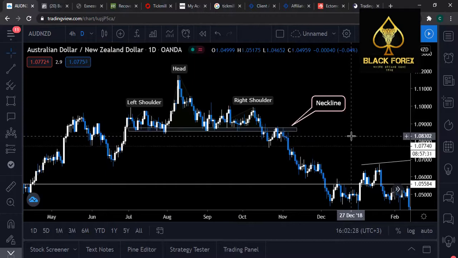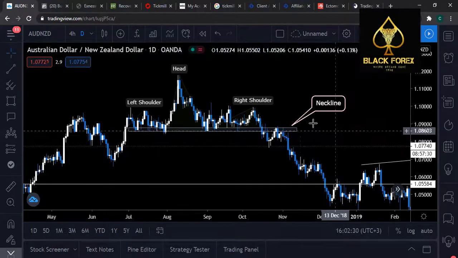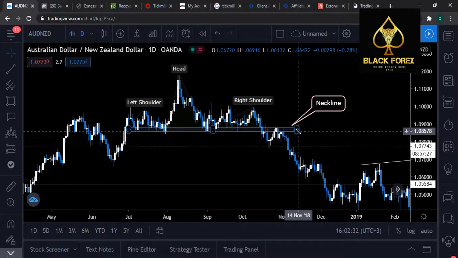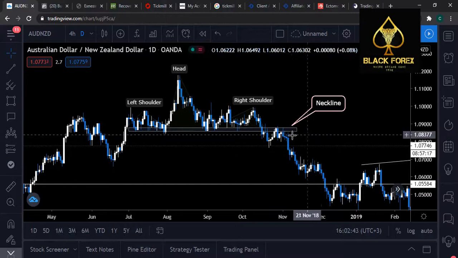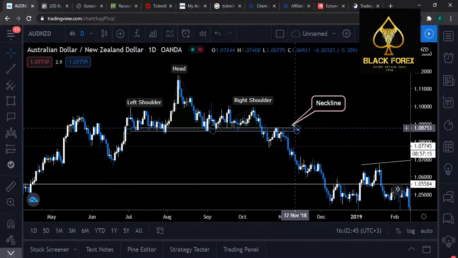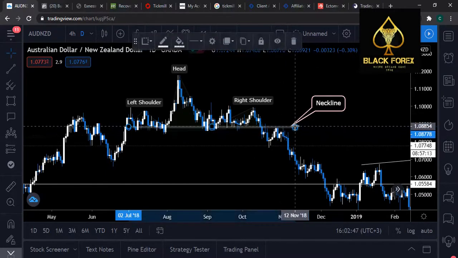Now, for the head and shoulder pattern to be valid, the neckline has to be broken first. Until the neckline is broken, the head and shoulder pattern is not complete. Okay? Now that's the rule in trading this pattern. So as you can see in this particular head and shoulder pattern, the neckline was broken.